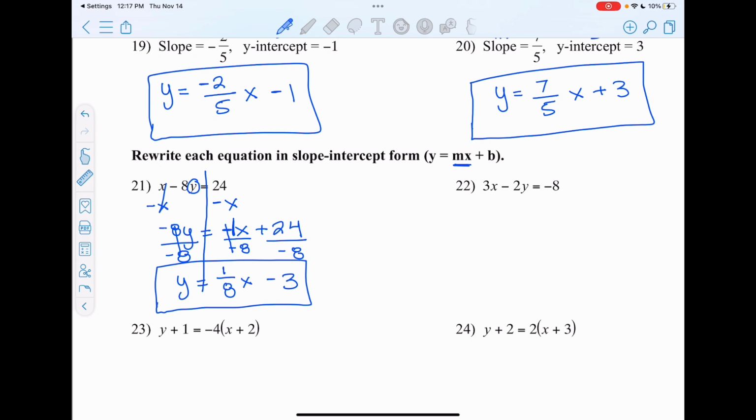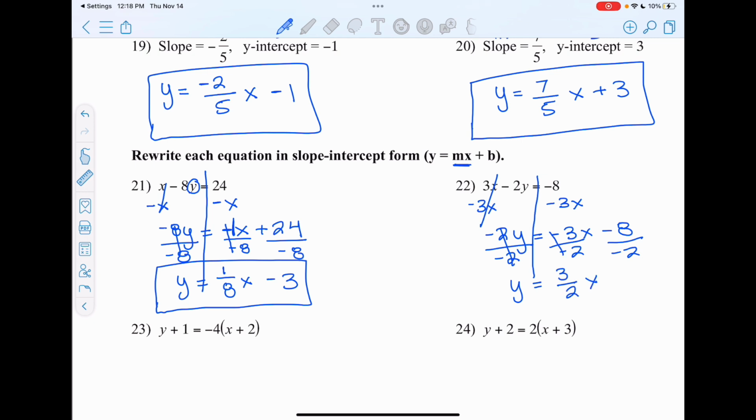Let's try 22. In 22, I'm going to start by subtracting 3x to both sides. And I'll be left with -2y is equal to -3x minus 8. And then lastly, I divide everything by -2. And I'll be left with y equals, since both the 3 and the 2 are negative, those cancel out, leaving me with a +3 over 2x. And -8 divided by -2 is a +4.